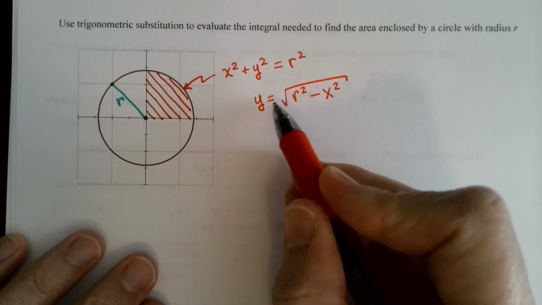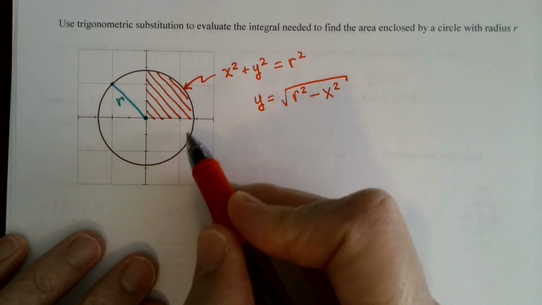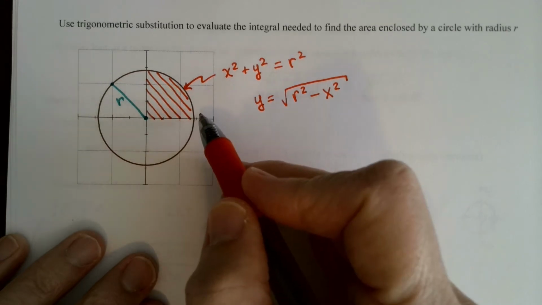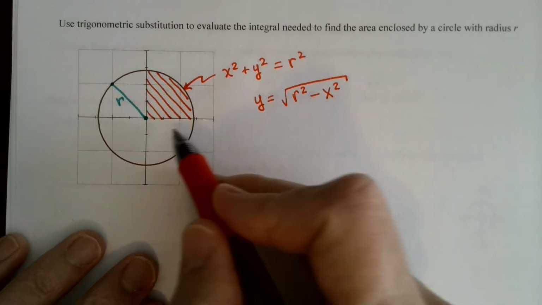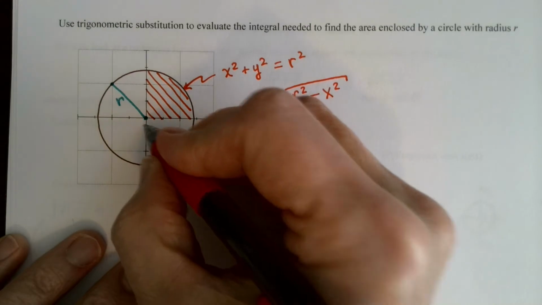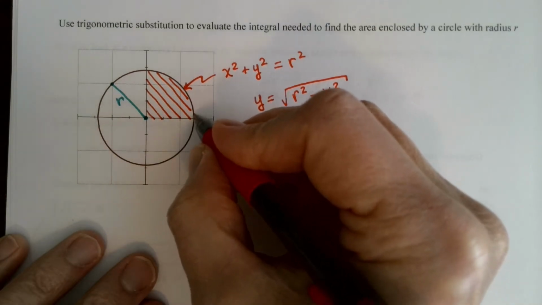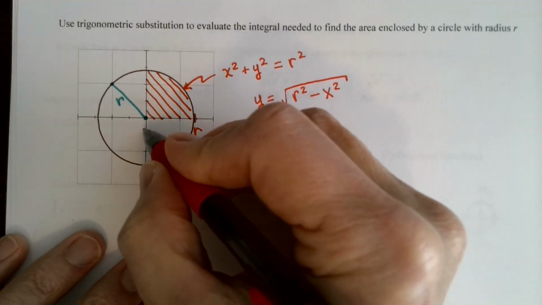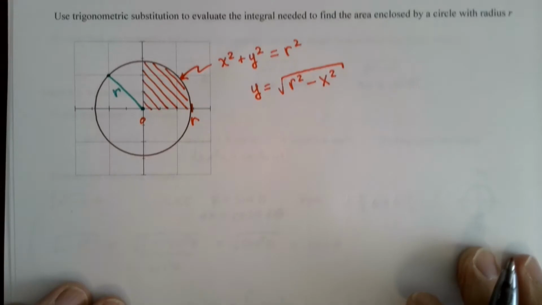When I took the square root, if I did the negative root, I would have the bottom half of the circle. So I've got the top half of the circle going from what? I want to integrate from 0 to what? What's this value here? That's r, right? Because the radius of the circle is r. So I'm going from 0 to r, and that's what I want to do.